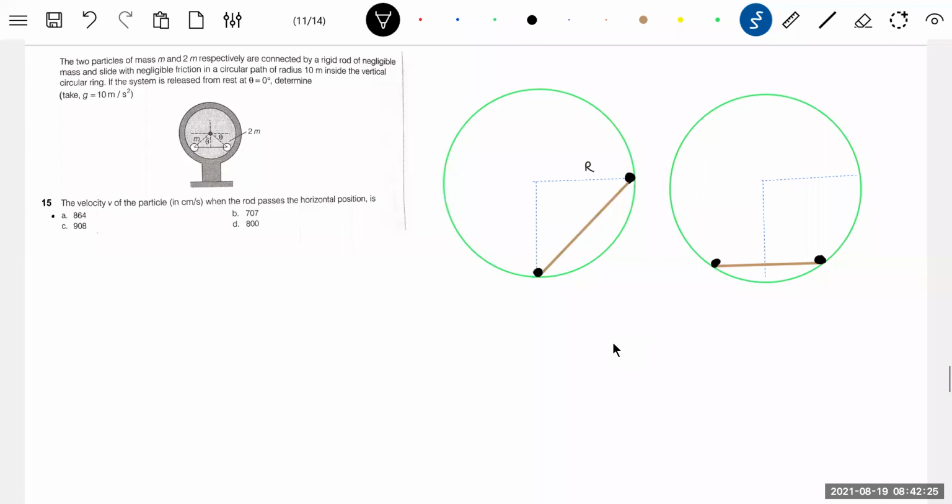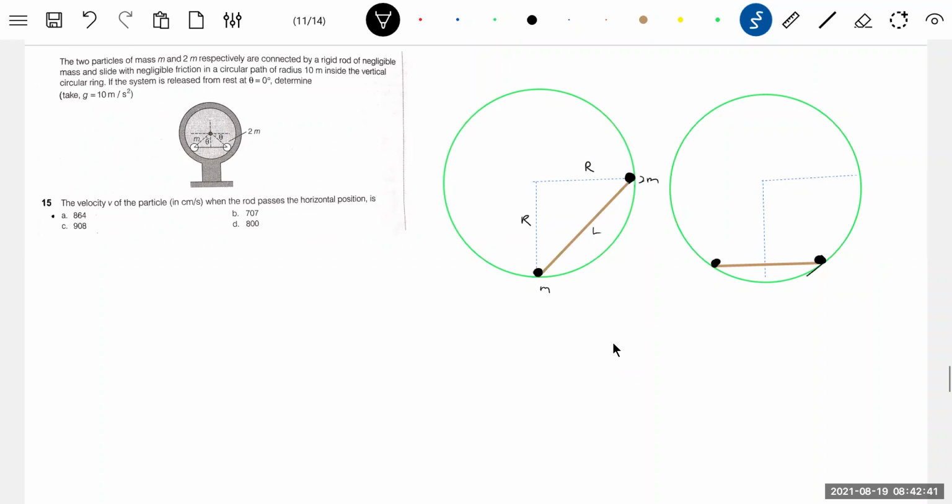Let this be radius r, radius r. We know this length L. It will be symmetrical about this particular point. This is 2m. This is m. They are released from rest.